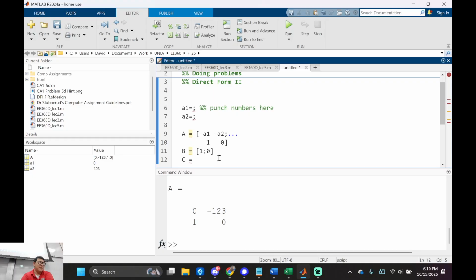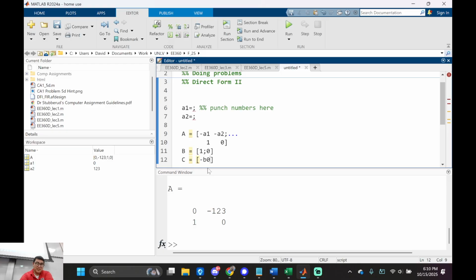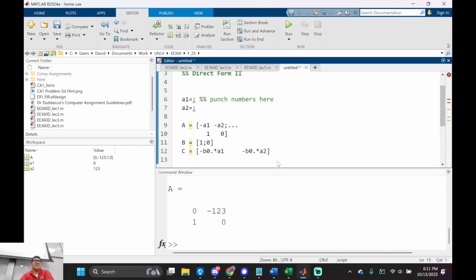What's C? It's going to be a 2 by 1, right? Oh, wait, no. 1 by 2, right? So that means I just got to type some stuff. Minus B0, wait, hold up. Dot times, there we go. A1. Put a space there, right? Minus B0 dot times A2. Why do I do the dot times? Because matrices scare me, so I like keeping everything scalar. You can do a normal multiplication, but if somehow you don't instantiate your numbers, stuff that you don't want happening will happen. Is that good with everybody?